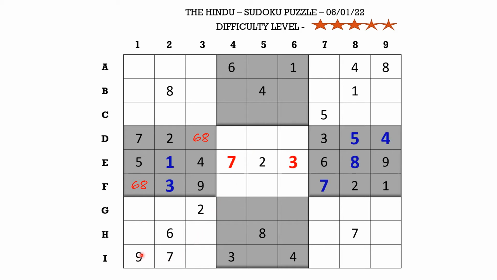Row I has 5 empty cells. The missing numbers are 1, 2, 5, 6 and 8. In column 8 there is 1, 5, 8 and 2 blocking this cell. So this cell can take only 6.